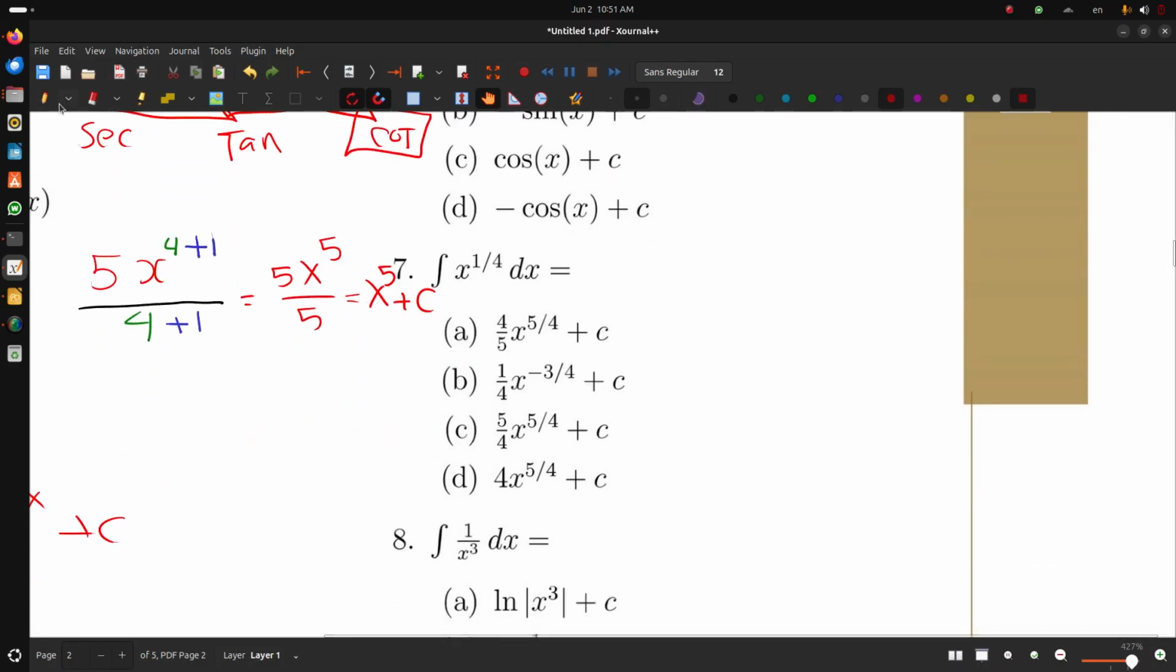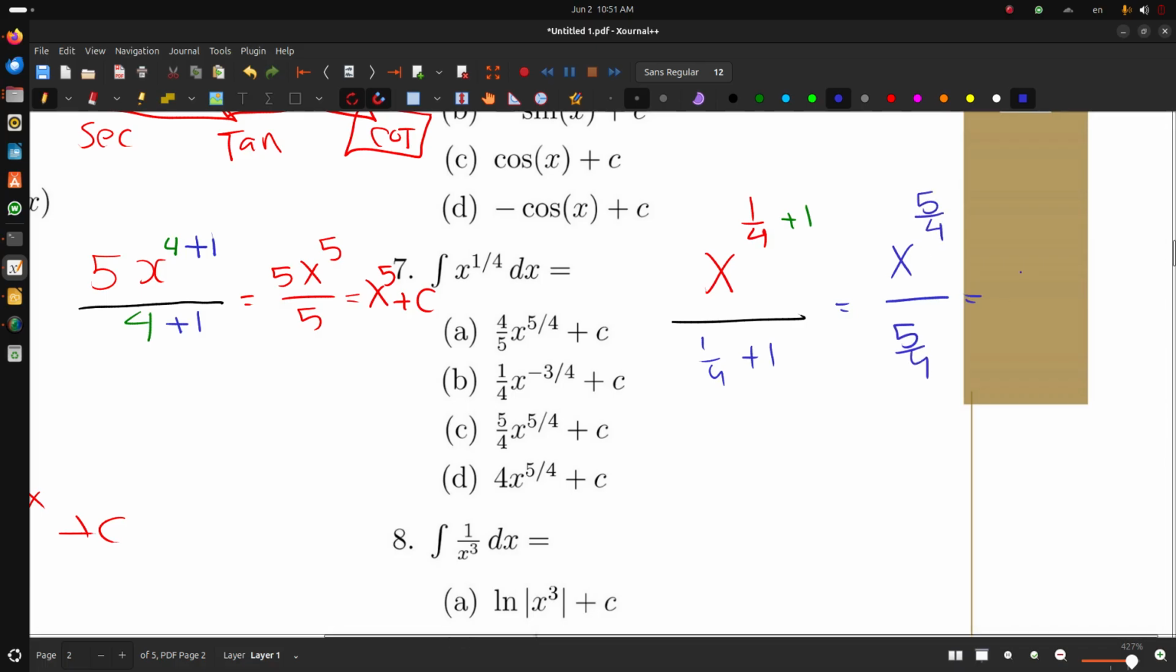Next, I need the integration of x power 1 over 4. Okay, it's the same. What you need to do is add 1 to the power and then divide by the new power. Okay, if you add 1 to 1 over 4, it will be 5 over 4. And when you divide by 5 over 4, it will be 4 over 5 x power 5 over 4. And of course don't forget to add a constant, plus c, so it will be the first option.